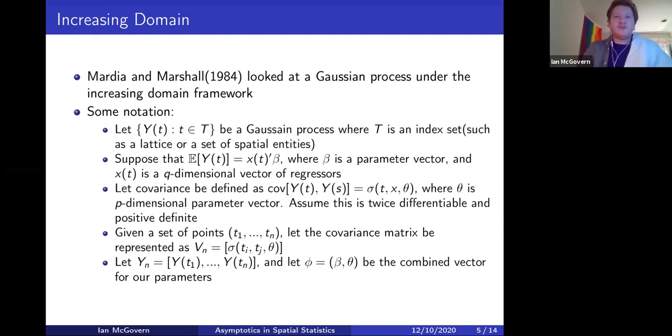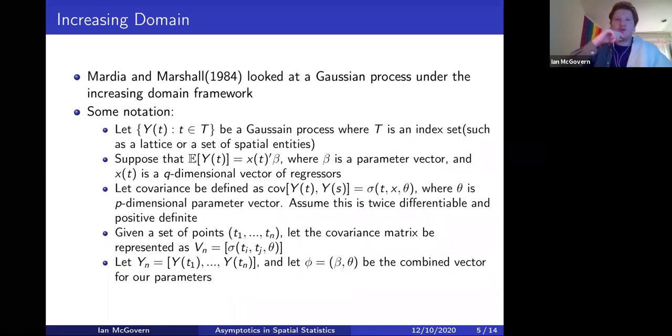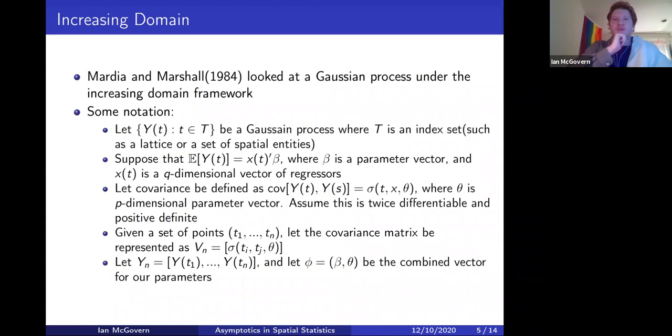I have a bunch of notation here, so you don't need to know all of it, but I like to write out a lot of my notation for our paper. Anyway, basically we have a Gaussian process represented by Y(t), and then capital T is an index set. It's some sort of spatial domain. It could be a lattice, it could be a set of spatial entities, it could be just R2. In this specific case, we're assuming that the expected value of Y(t) is equal to X(t) times beta, where beta is some sort of parameter vector. So we're actually assuming that we have regressors and a parameter vector in there.